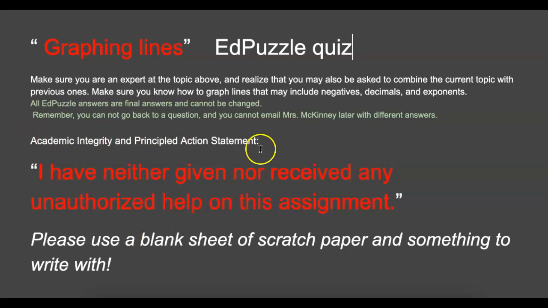So for academic integrity and principled action, I have neither given nor received any unauthorized help on this assignment. You may not use any web resources. You may not look back on videos. You may not use your notes.